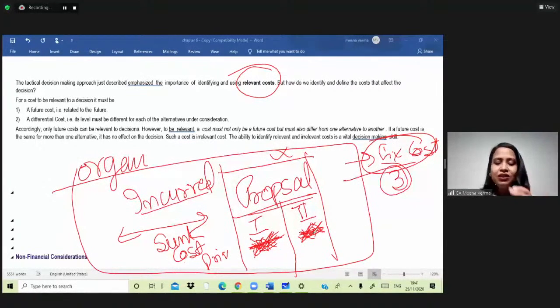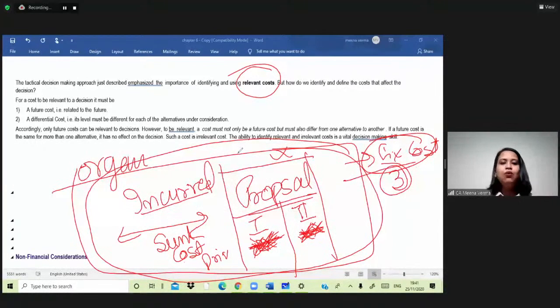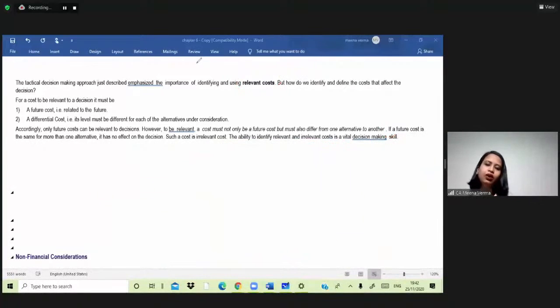And the third point is that, for example, I have any cost which is required for the entire organization and we are analyzing the future cost of some proposal. So we will consider only the cost which is related to the future cost of the proposal. We will not consider the fixed cost of the entire organization. I hope it is clear to all of you.